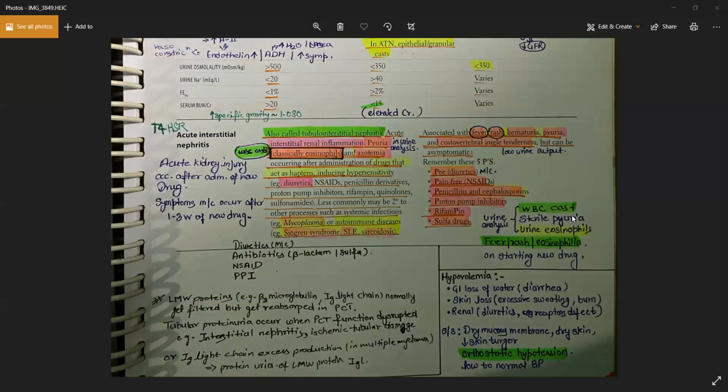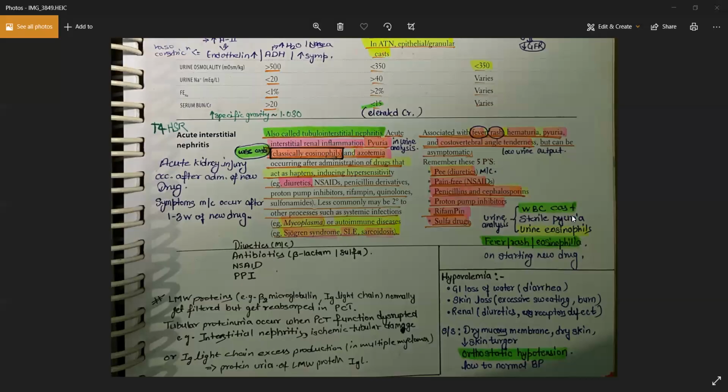So it would be a patient with a history of recently starting some kind of drug. It could be a diuretic, NSAID, cephalosporin, penicillin, proton pump inhibitor, rifampin, sulfonamide, fluoroquinolone, any kind of drug. After using the drug, within a month, the patient started having this fever, rash, hematuria, pyuria, and costovertebral angle tenderness. Oliguria will be there. That means low urine output will be seen. Whenever you see this kind of presentation, you will always think about acute interstitial nephritis.